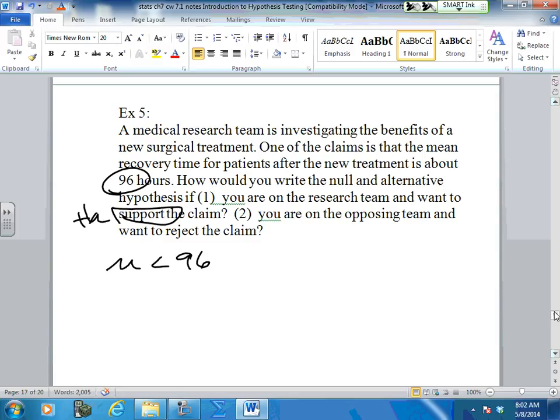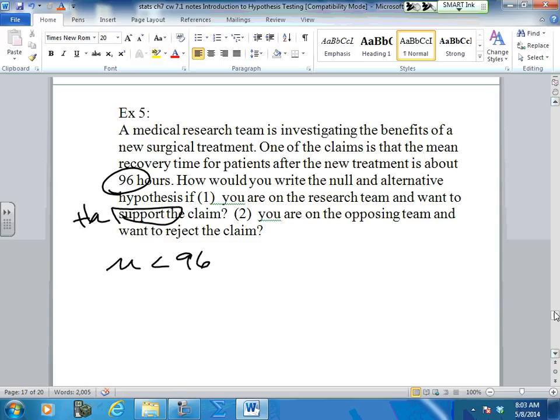Okay, guys. Listen. I'm on the medical research team. I'm researching this new treatment. Is it really a good treatment if it takes my patients more than 96 hours? Or is it a better treatment if it takes them less than 96 hours to recover?